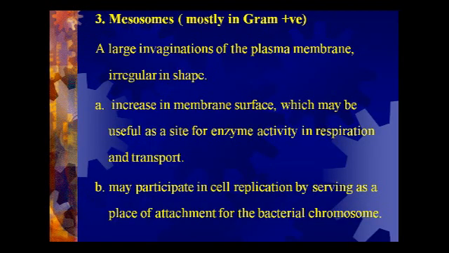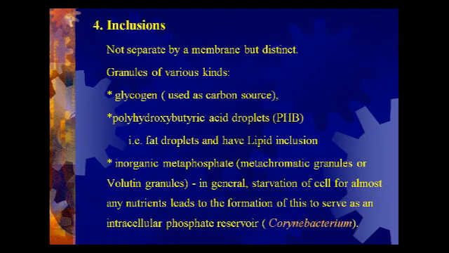Next internal structure of bacterial cell is mesosomes. Mesosomes are large invaginations of the plasma membrane and irregular in shape. It increases the membrane surface, which may be useful as a site for enzyme activity during respiration and transport. And it participates in cell replication by serving as a place of attachment for the bacterial chromosome. The next structure present in bacteria are inclusions. Inclusions are not separated by a membrane, but they will be distinctly present in bacteria.